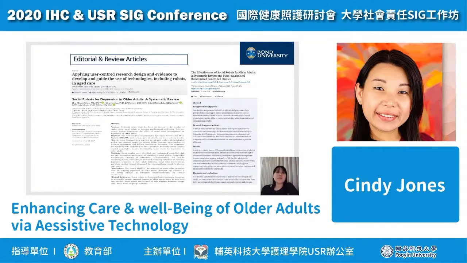Now, another student of mine, and my mentor, this student is actually from Taiwan. She published a systematic review on social robots for depression in older adults. Basically, this systematic review highlights the potential of social robot interventions in reducing depression in older adults. However, again, the evidence that is out there is still not enough to formulate recommendations on clinical effectiveness.